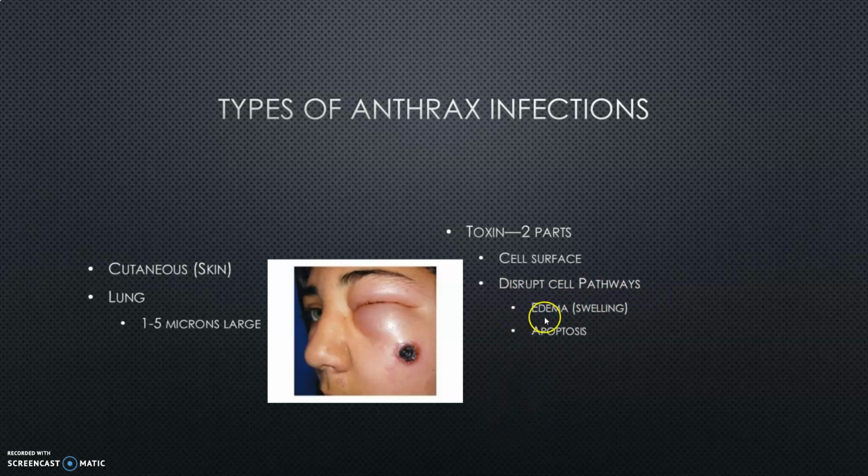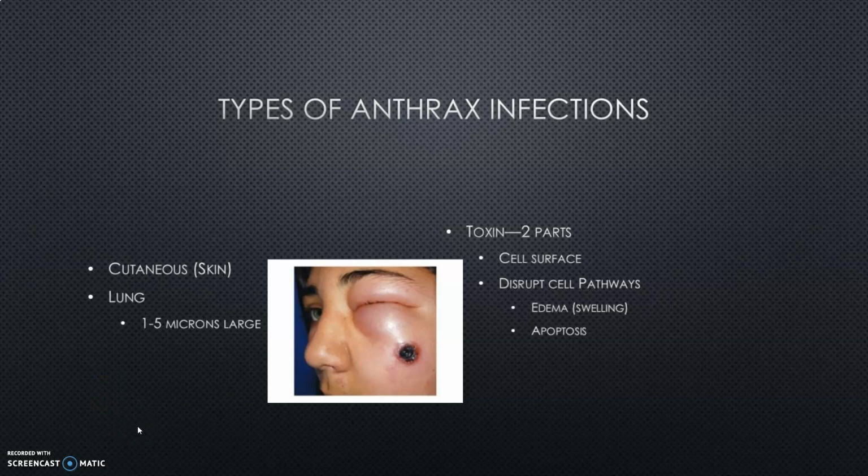The cell itself will signal for itself to be destroyed. It's called apoptosis. So the cell itself in that area is being destroyed. One last thought on the lung version of anthrax: the reason it needs to be this small, 1 to 5 microns, is in order for it to get into the alveoli, where it will proliferate, and then those cells will die, and you'll be left without lungs to breathe.